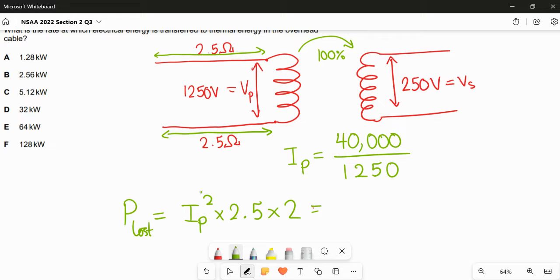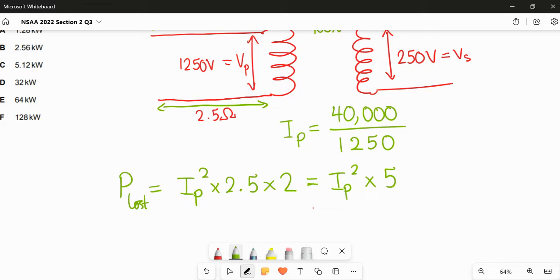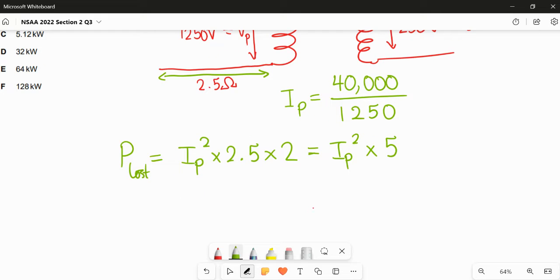So this is equal to IP squared times 5. Now we just need to find out what IP actually is. So we could cancel out a factor of 10 here. 125 goes into 1,000 8 times. So this would be 8 times 4, because 1,000 over 125 is 8, and then 8 times 4, this gives 32. So this is 32 squared times 5.